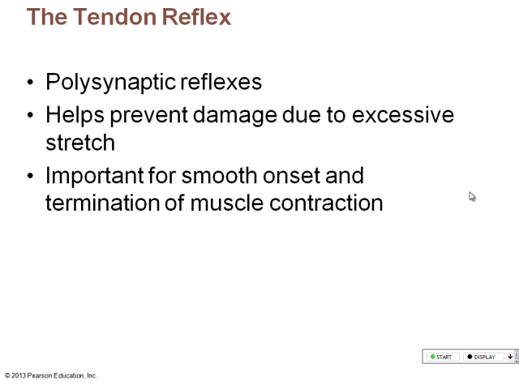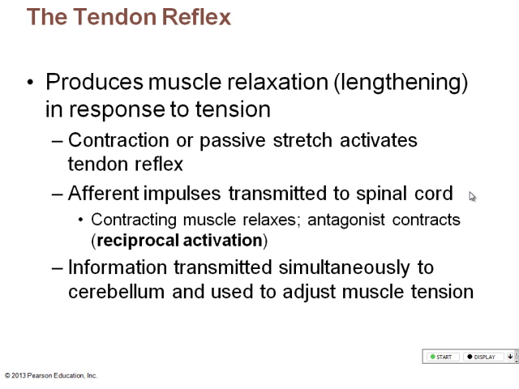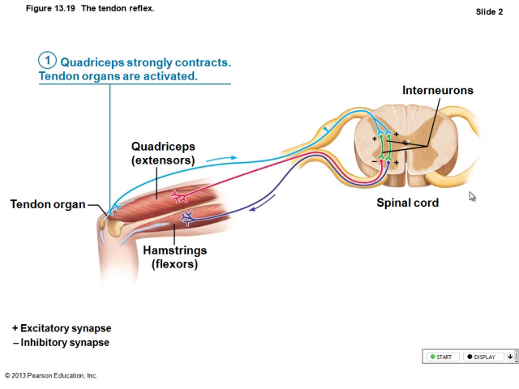So these are going to help slow down muscle contraction during any given movement. It produces muscle relaxation, lengthening in response to tension. Again, reciprocal muscles can work together to cause any given movement. We see this on page 517, the tendon reflex, figure 13.19. And that tendon organ strongly contracts.